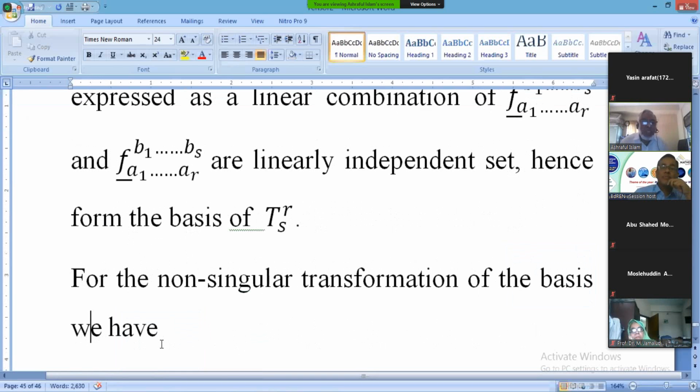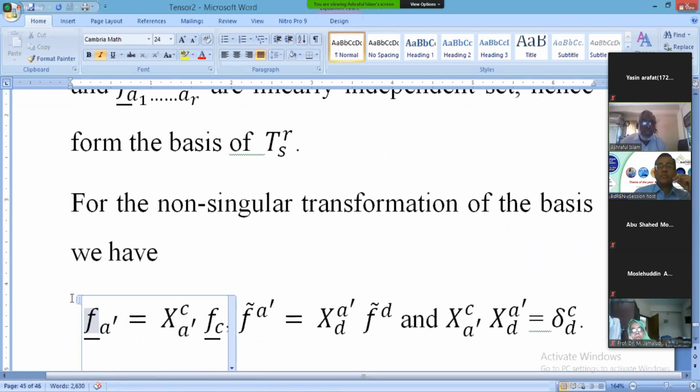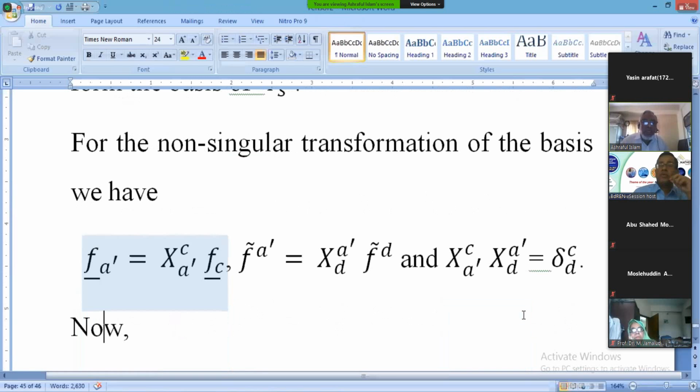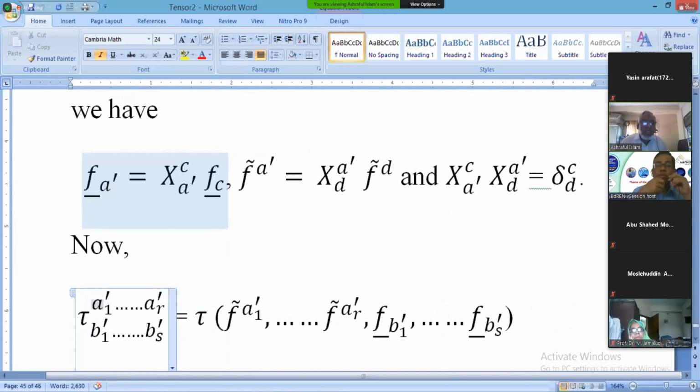A non-singular transformation of the basis vectors is like this one. A non-singular transformation of this basis vector gives the non-coordinate basis. Now, taking this coordinate basis, we can find the component transformation.